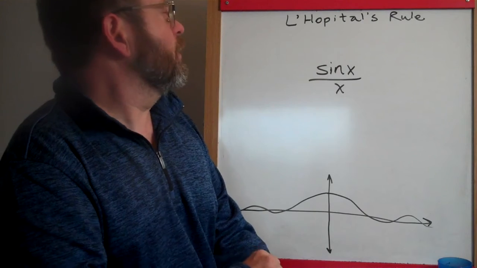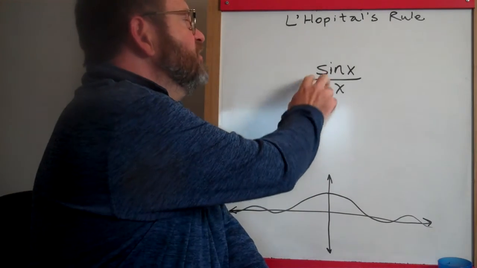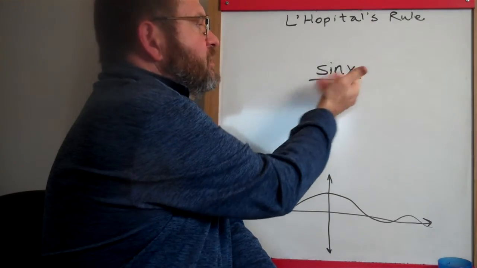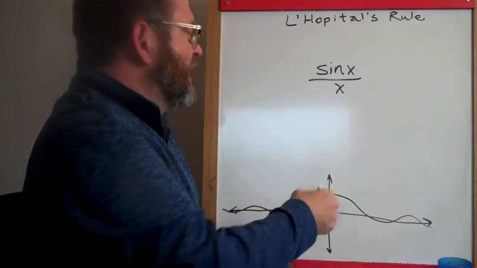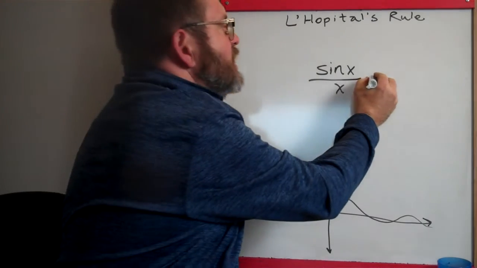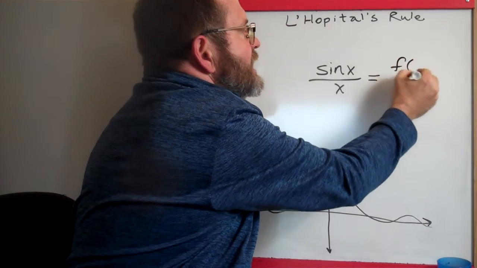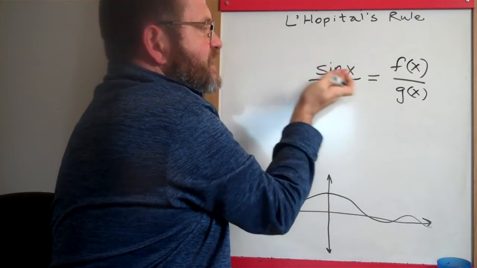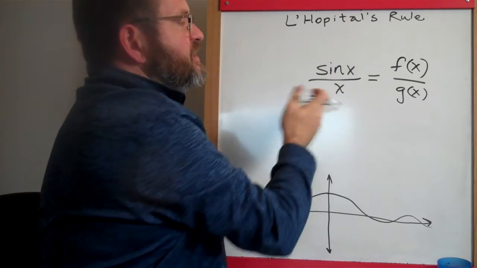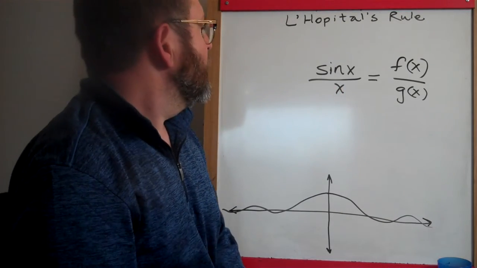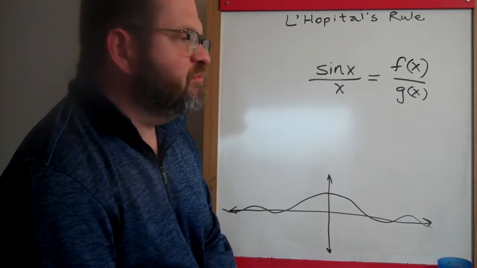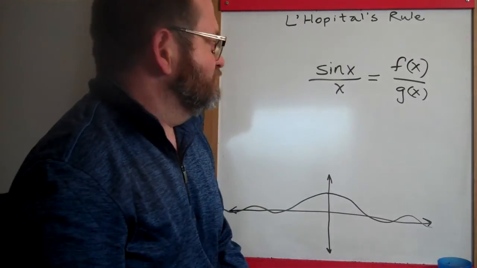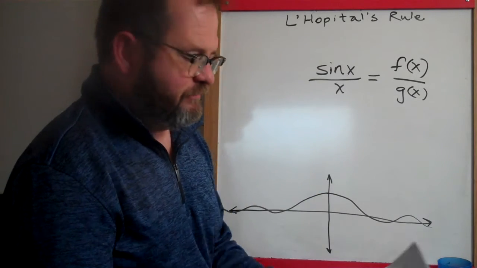L'Hôpital's rule is for when you are working with a function that is a rational function. It has a numerator that's a little function up here, and a denominator that's a little function down here. We could write this as f of x over g of x, where in this case the f of x would be sine x, and the g of x would be equal to x. You can picture a million different things that would work for that.